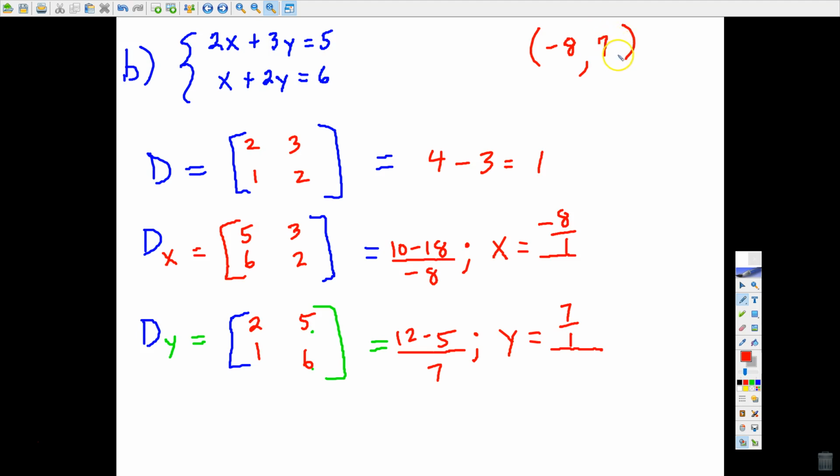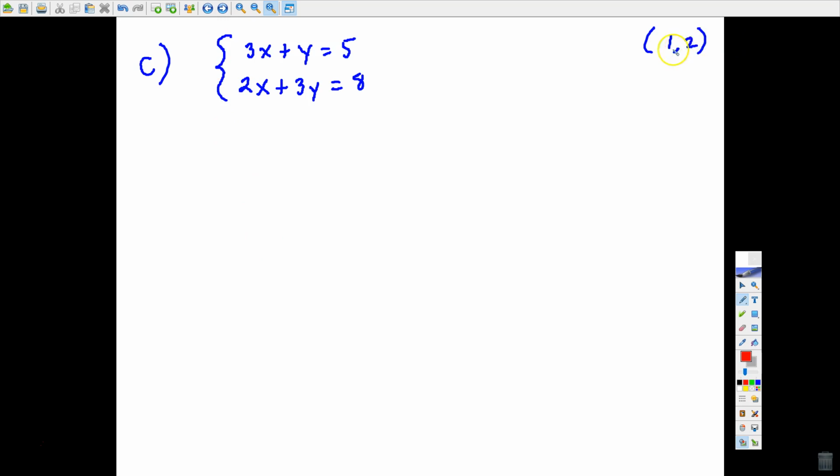Okay, any questions so far? I'm going to have you try one more, and we're going to see if everybody gets it right. So take a look at problem C. I went ahead and gave you the answer so you'll know if you got it right. But work through Cramer's rule to see if you can solve this system.